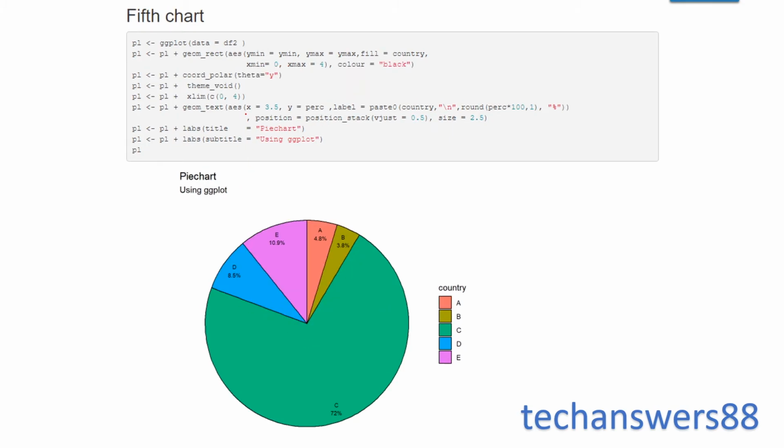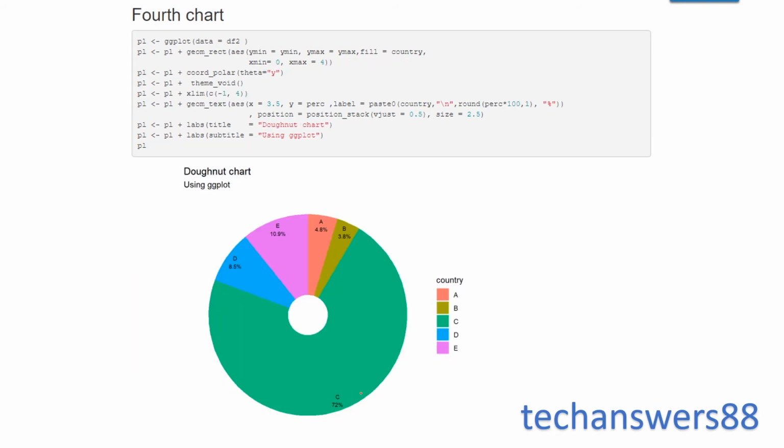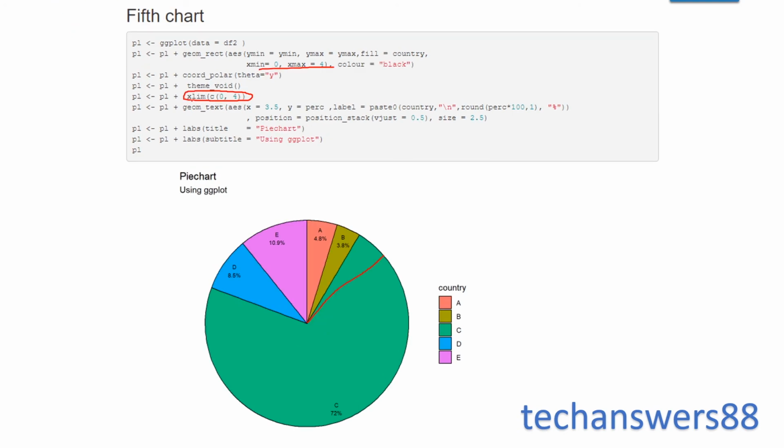Extreme, and then xmin and xmax are still 0 and 4. What I've done is I've changed my xlim from 0 to 4. So going from there to there. You would notice if I go back, xlim was minus 1, and that's where we had a bit of a hole in there, which gives us the doughnut effect. If I change this to xlim 0, 4, it becomes a normal pie chart.